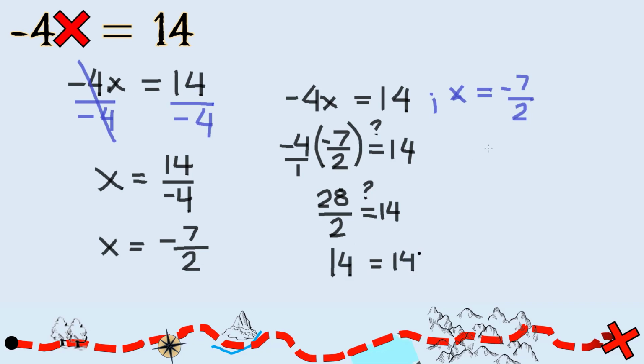At this point of time, you have now satisfied the equation, and we can now say that the value of the unknown, being -7/2, is the correct answer.